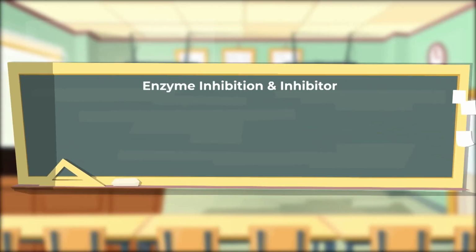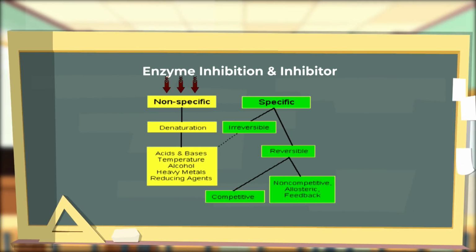Now enzyme inhibitors may be non-specific, what we call denaturants. With acids, bases, alcohol, temperature fluctuation, the protein stability can be destroyed. That means the enzyme activity is permanently lost. But sometimes they may be specific, either irreversible or reversible. The reversible ones may be competitive inhibition, uncompetitive inhibition or non-competitive inhibition.